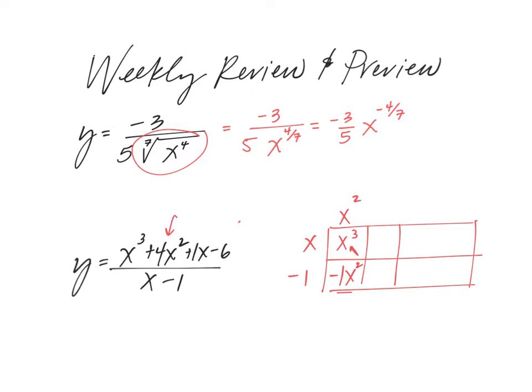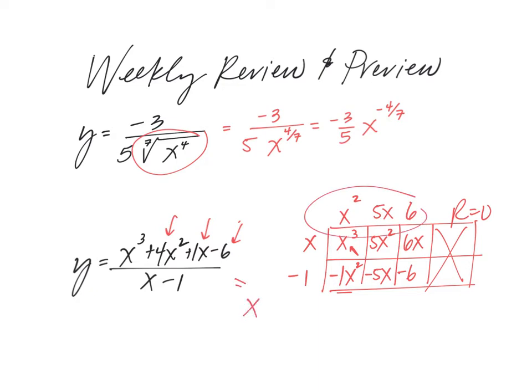Looking over, I need 4x squared, and since I'm already 1 in the hole, I'm going to need this to be 5x squared, which helps me figure out that this would be 5x. So I have -5x right here. Since I need 1x here and I'm 5 in the hole, this will have to be 6x, which enables me to figure out that that is 6. And then 6 times -1 is -6, which is exactly what I need. I'm all done here, and I have a remainder of 0. So my final answer for this problem would be what I got up here, which is x squared plus 5x plus 6.